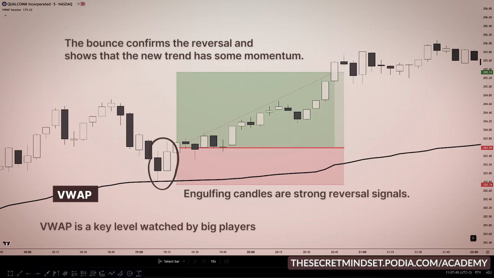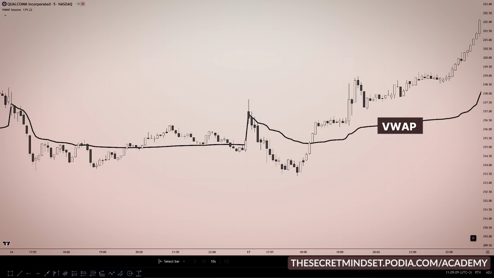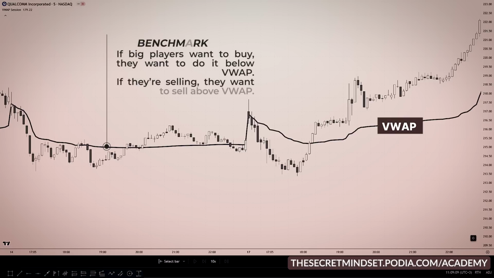The bounce confirms the reversal and shows that the new trend has some momentum. One key aspect of this strategy is understanding the significance of VWAP. Institutional traders often use VWAP as a benchmark for their trades. If they're buying, they want to buy below the line. If they're selling, they want to sell above it. This is why VWAP often acts as a dynamic support and resistance level.